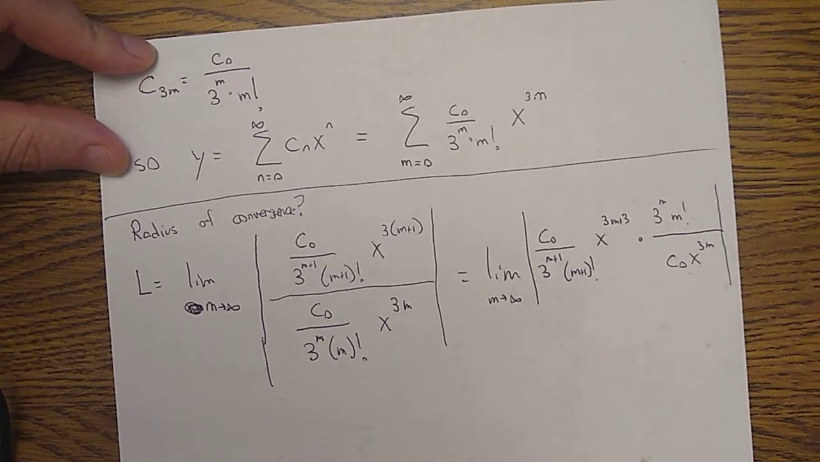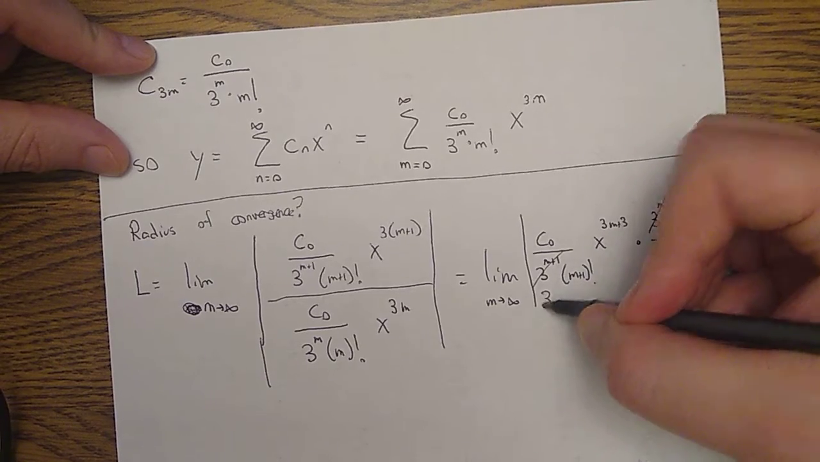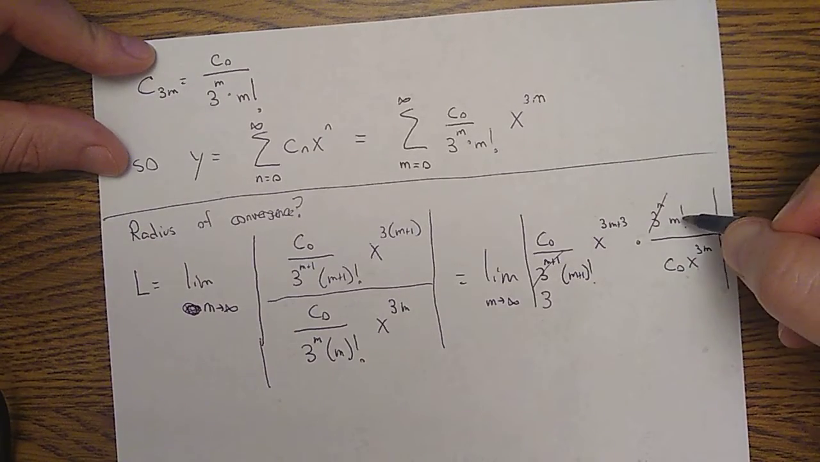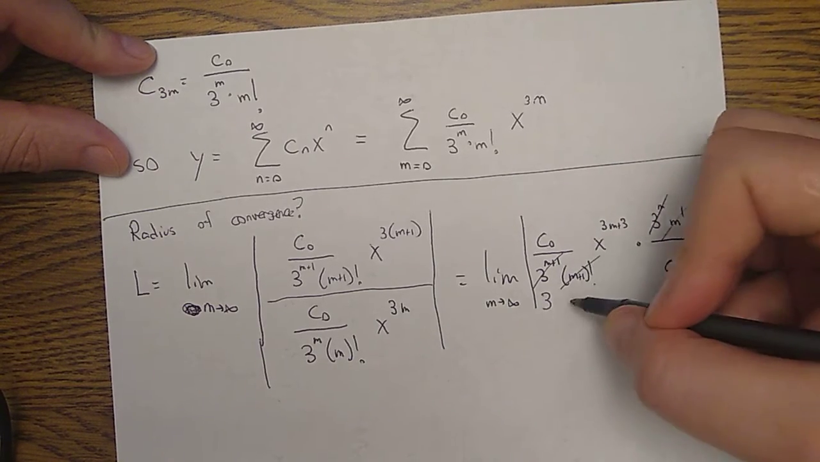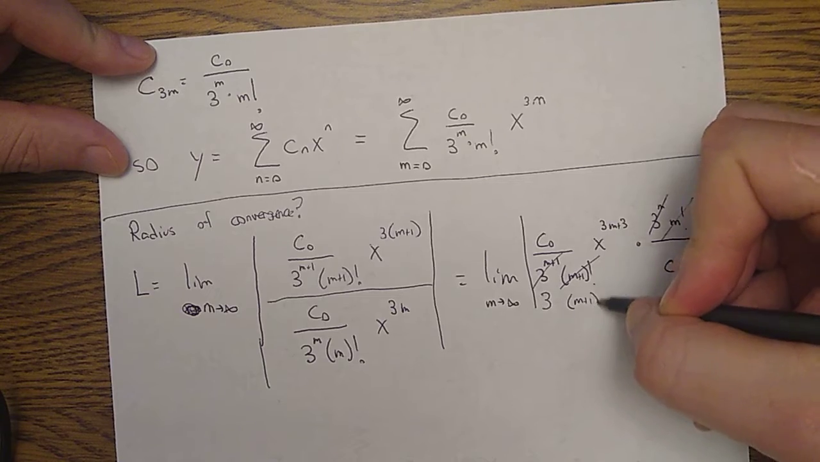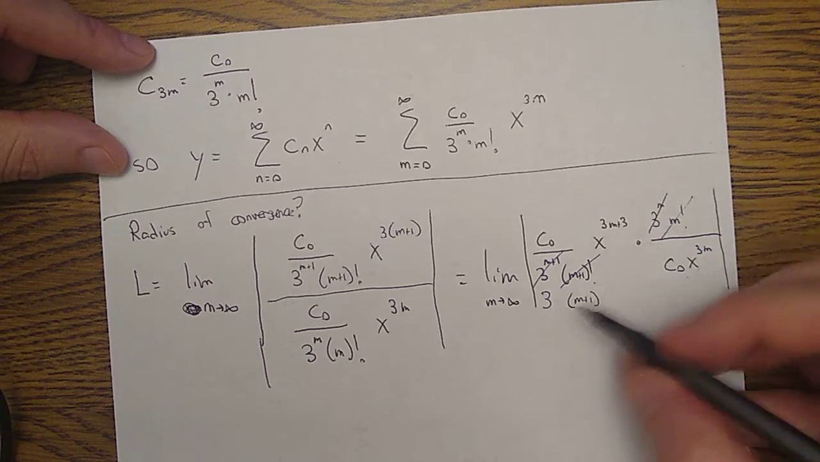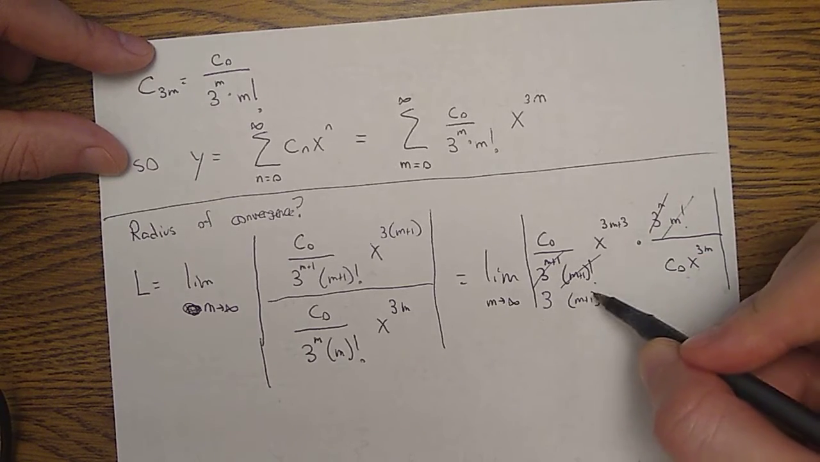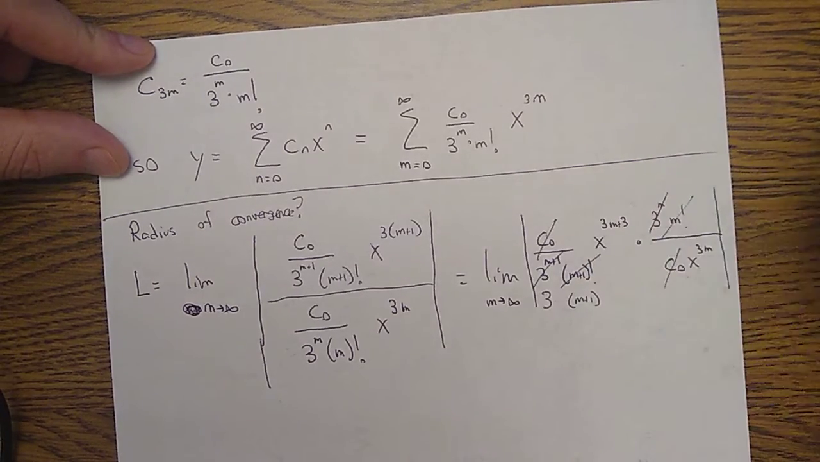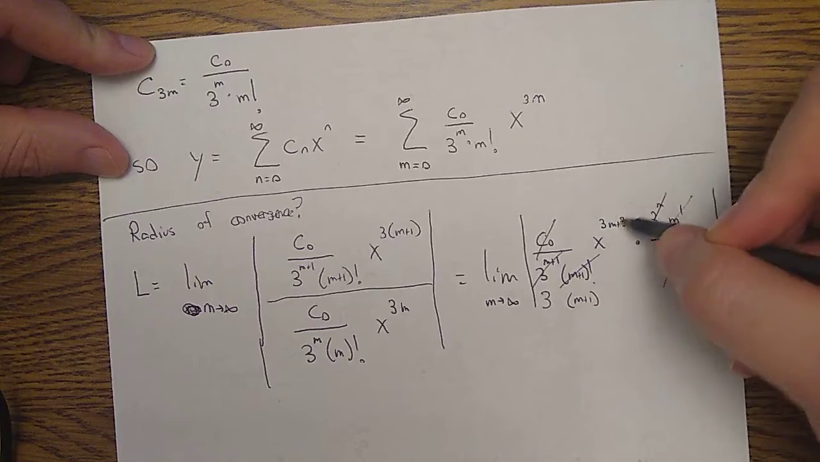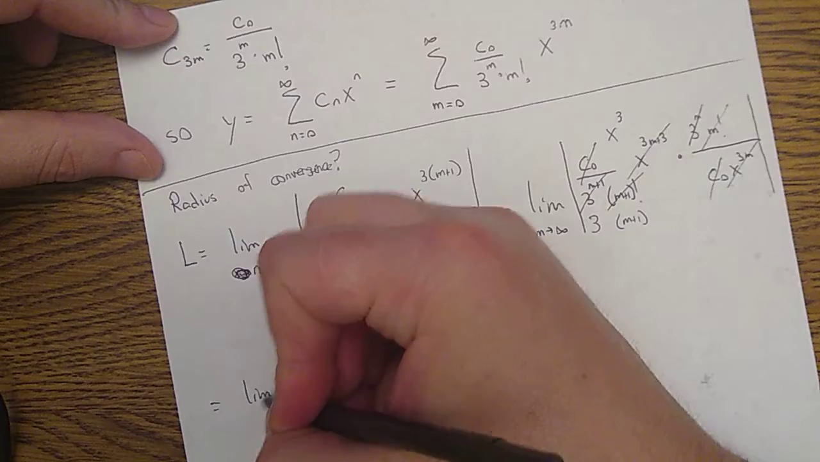And then there's going to be a bunch of stuff that cancels. So this cancels this and leaves just a 3. M factorial and m plus 1 factorial, if you're comfortable with this, this cancels and just leaves an m plus 1, because m plus 1 factorial is m plus 1 times m factorial. And you can cancel everything except the m plus 1 with this. C naught cancels, and a power of x cancels. I just have x cubed. So almost everything just went away.